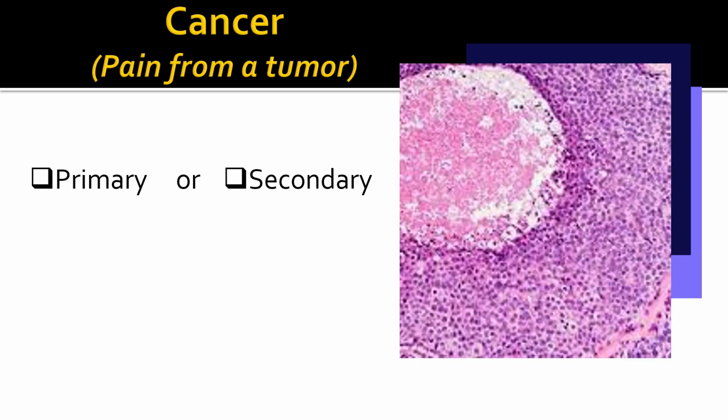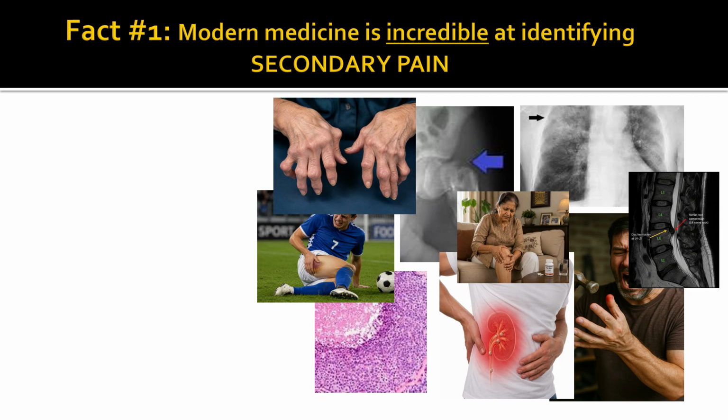Cancer, pain from a tumor, primary or secondary? The pain is secondary to a tumor. When people receive chemotherapy, radiation, or surgical removal of the tumor, fortunately, the pain also improves.